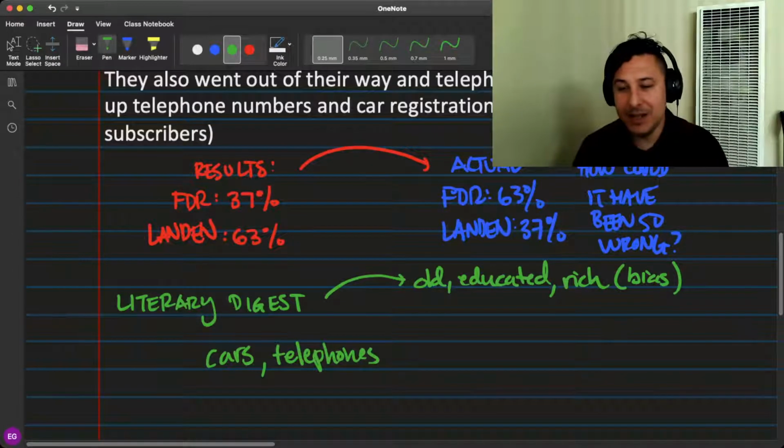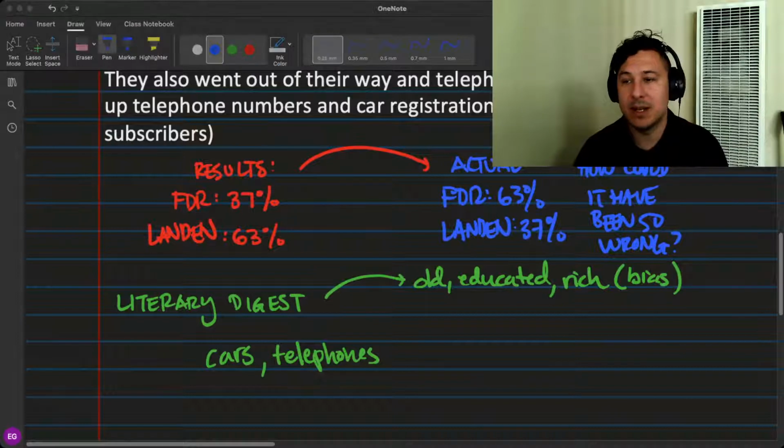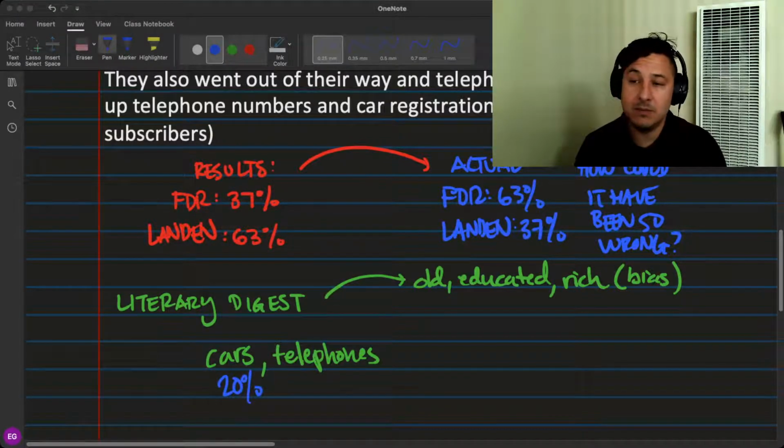Telephones. Do you know what percentage of people had cars in America when this was going down? Now almost everybody does, but does anyone know what the level of car ownership was in the 1930s? Guesses. Nah, 5% is too low. It was more like 20-something percent. So basically the richest 20% of people owned cars.